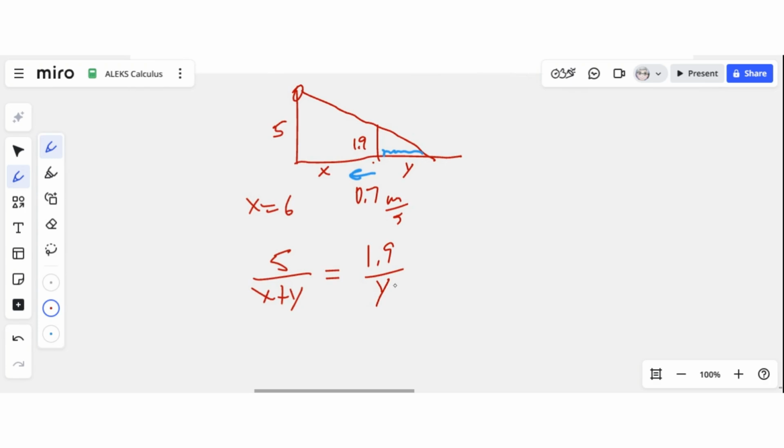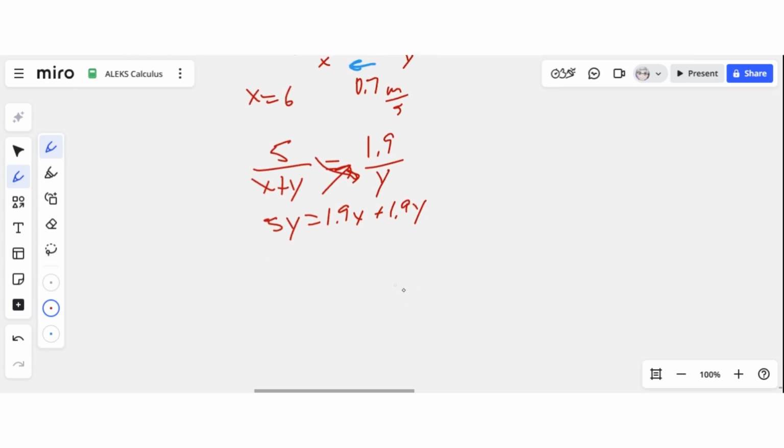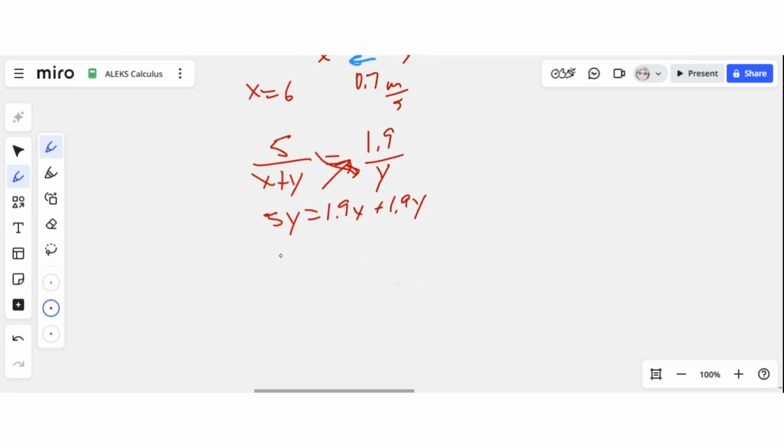Now, what we're going to do is just try to solve this for y. So I'm going to cross multiply here. So I'd get 5y equals 1.9x plus 1.9y. I'm going to subtract 1.9y from both sides. I'd get 3.1y equals 1.9x, divide by 3.1. And we get y equals 1.9 divided by 3.1 times x.